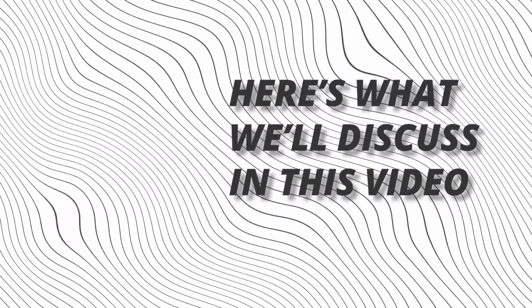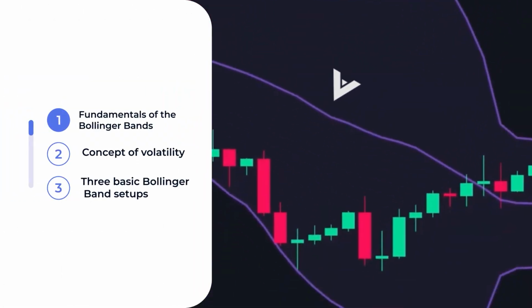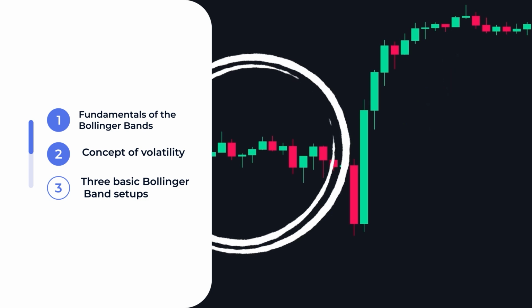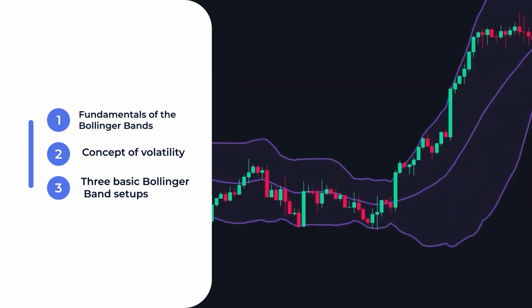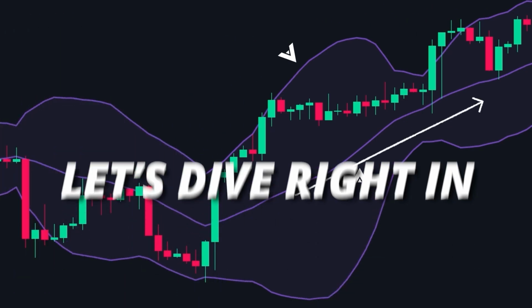First, we will look at the fundamentals of the Bollinger Bands indicator. We will look at the concept of volatility and how it is reflected in Bollinger Bands. Next, we'll look at three basic Bollinger Band setups: breakouts, reversals, and pullbacks. Well, let's dive right in.